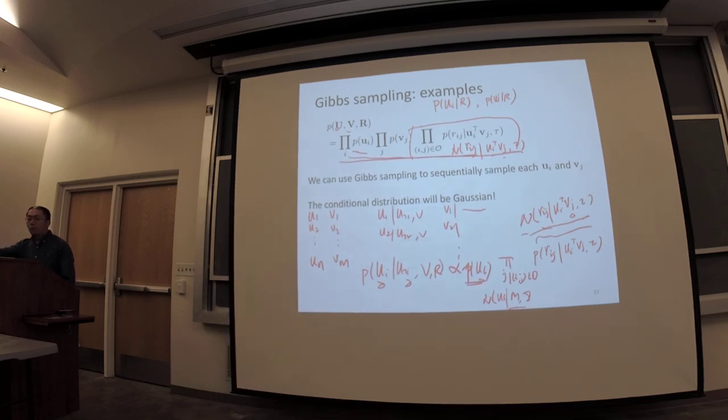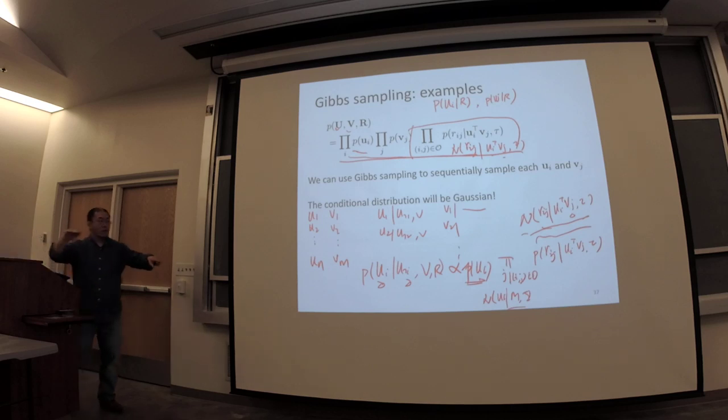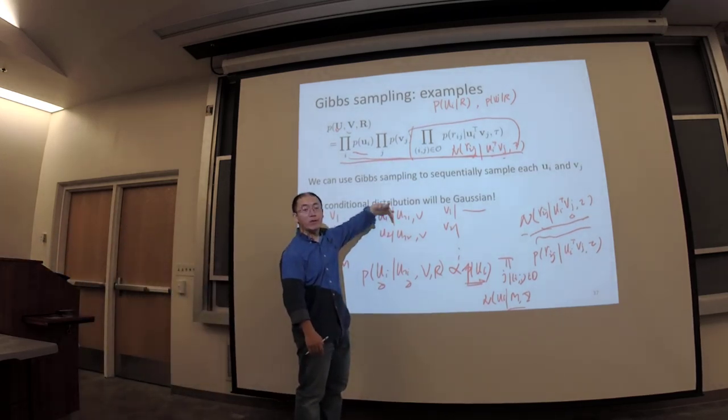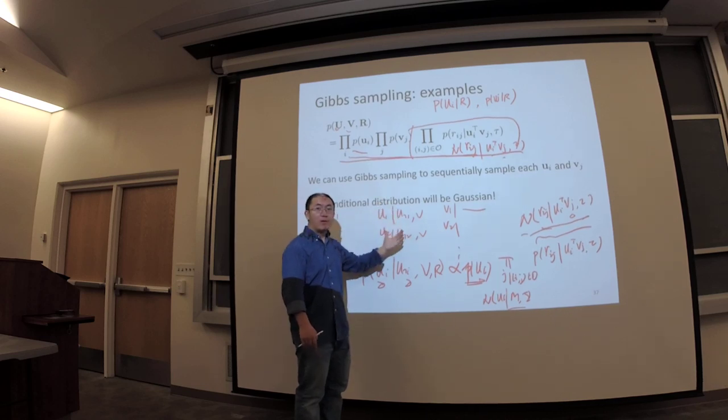After one step of sampling, do we keep Ui, or update the probability of Ui? No, you have to replace the Ui with the current sample. And given the current Ui, you're going to sample, say, Ui plus 1.